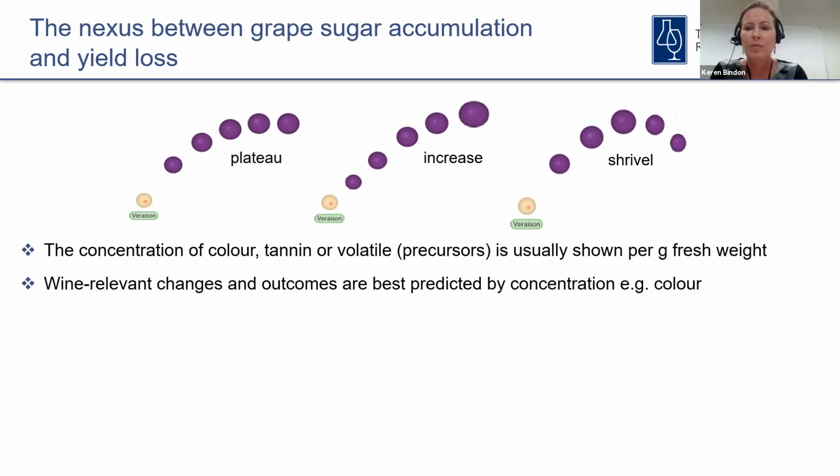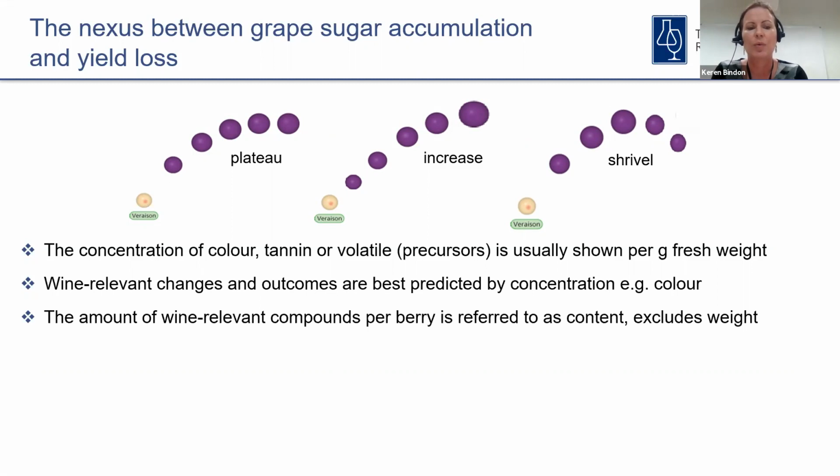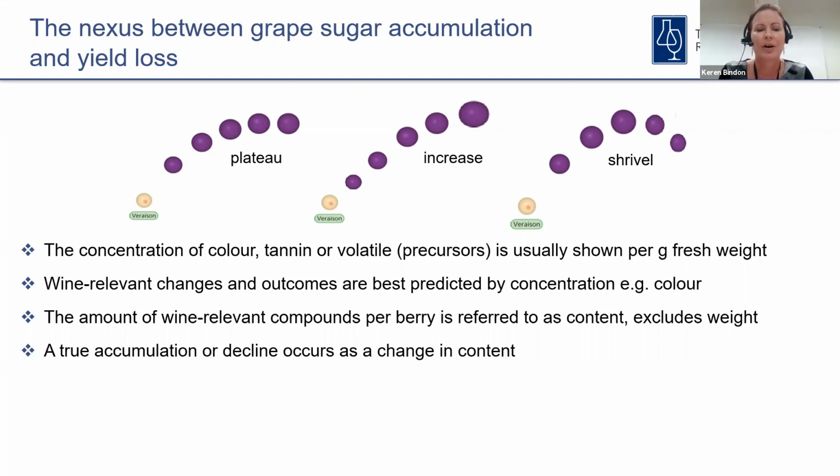When we talk about wine relevant changes, important things like colour, for example, when we express that data as concentration in milligrams per gram of the grape, that really is what is important when it translates into what gets into the wine. But when we talk about this change over time, the changes per berry, which we refer to as content, excludes the weight, and if it's actually changing realistically and not just as a result of shrivel, then the content will also be changing over time.